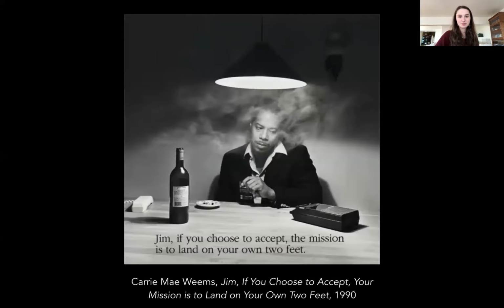So for example, take a look at this photograph by a really great Black woman photographer. It is captioned, "Jim, if you choose to accept, your mission is to land on your own 2 feet." That may sound kind of familiar. It is a pretty common expression in spy movies and books, the dramatic, "your mission, if you choose to accept it." And then they're given a very difficult, dangerous task. But what Weems did here was write that the super dangerous mission was basically simply to survive. And that's because for Black people in America, that was and still is a legitimate challenge. Weems' photograph pointed that out in a very relatable, understandable way.